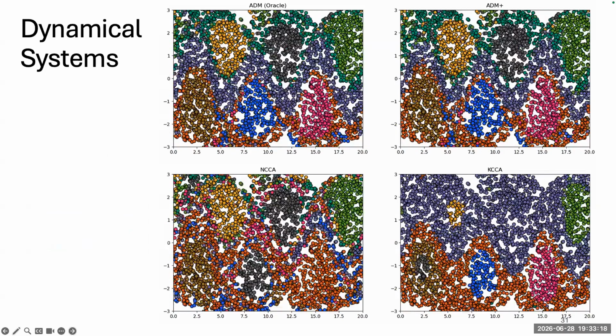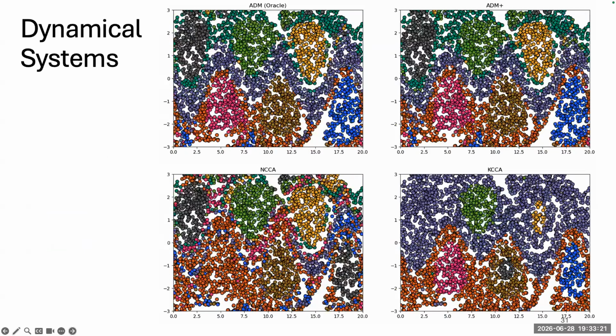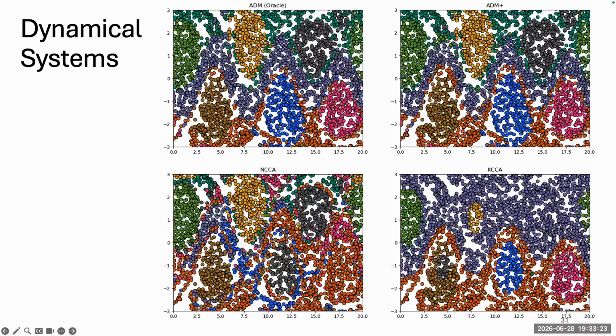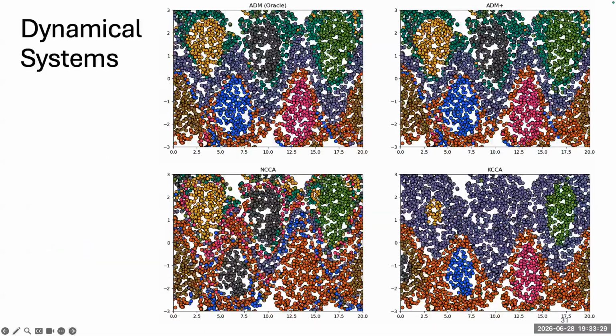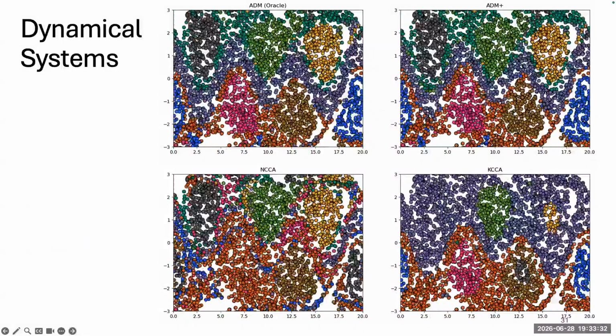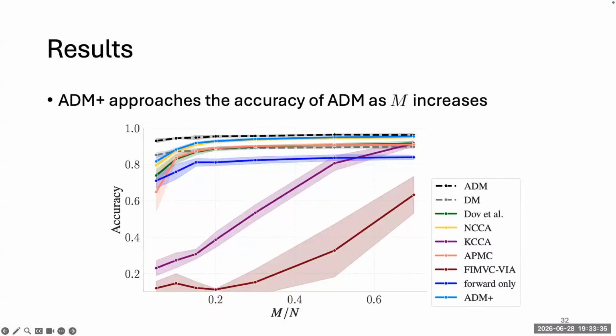We apply our algorithm to other domains. Here we show that we are able to recover coherent sets in dynamical systems. We see that the sets recovered by ADM plus are similar to ADM and are more consistent in time compared to the baselines below. We also apply ADM plus to a classification task in fMRI and show the dependence on the fraction of aligned samples. We see that ADM plus performs better than competing methods, especially when there are few aligned samples. As the number of aligned samples increases, we see that ADM plus approaches the performance of ADM as expected.